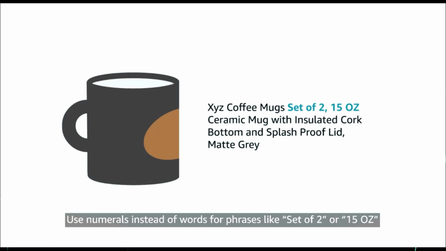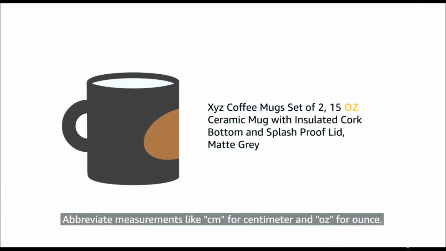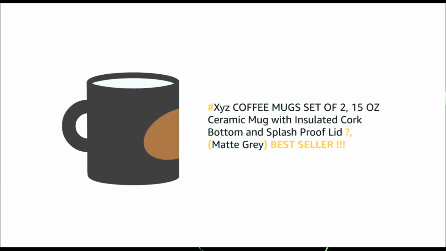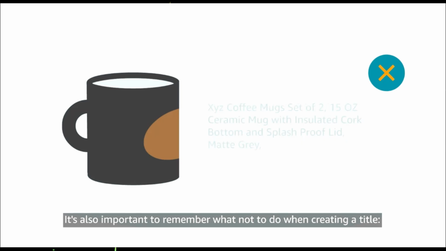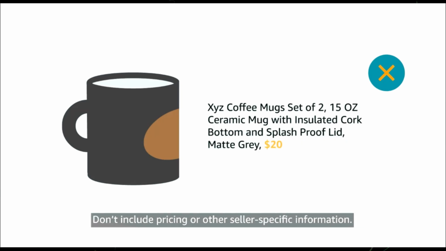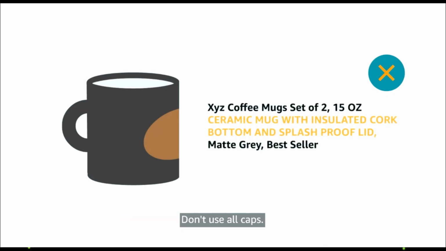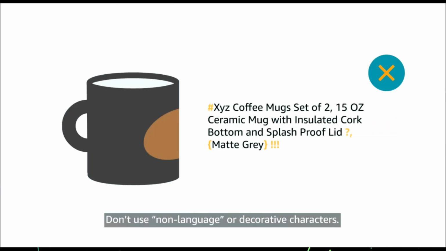Use numerals instead of words for phrases like set of 2 or 15 ounces. Abbreviate measurements like cm for centimeter and oz for ounce. It's also important to remember what not to do when creating a title. Don't include pricing or other seller-specific information. Don't include promotional phrases or subjective commentary like hot item or bestseller. Don't use all caps. Don't use non-language or decorative characters.